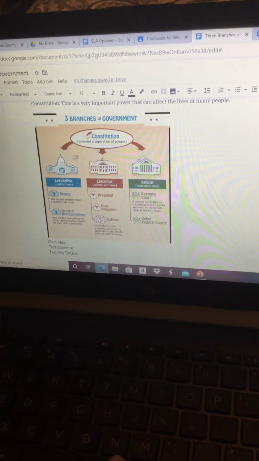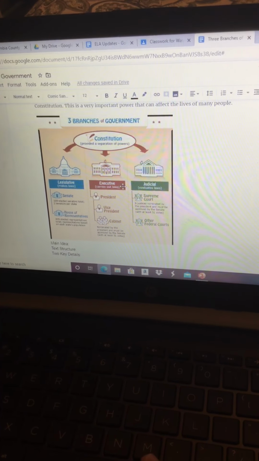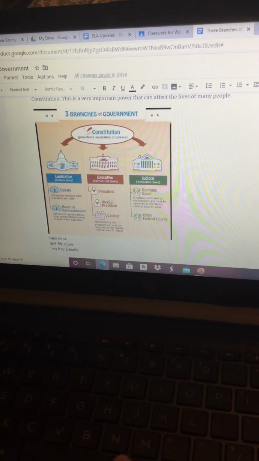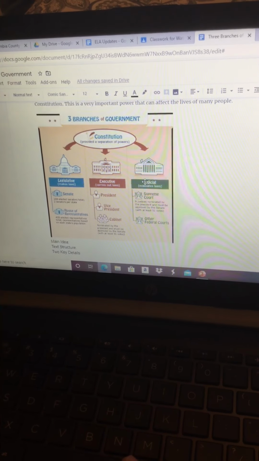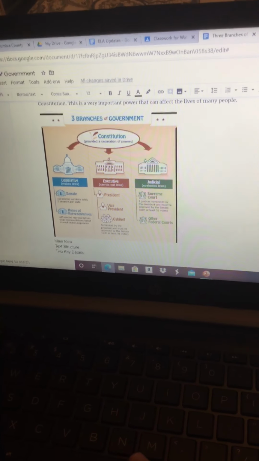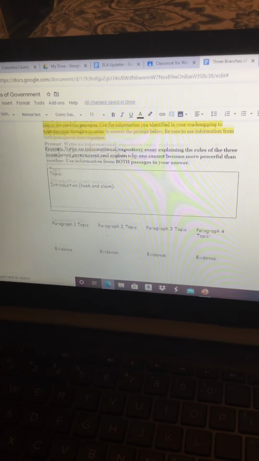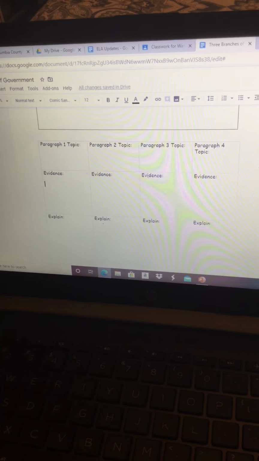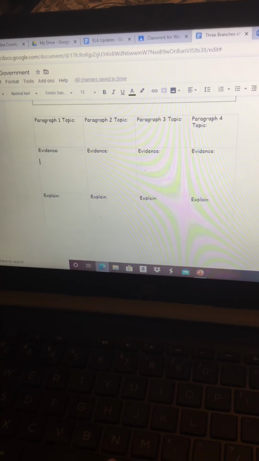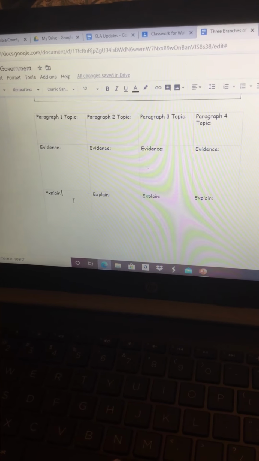Passage 1 explains that the legislative branch is made up of the Senate and House of Representatives. The executive branch is made up of the President, Vice President, and Cabinet. And the judicial branch is made up of the Supreme Court and other federal courts. So paraphrasing takes the information and your child puts it into his or her own words, showing that they understand it. Then they would explain what the evidence means.